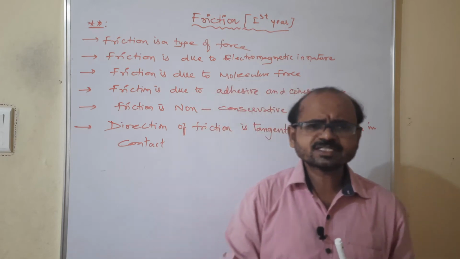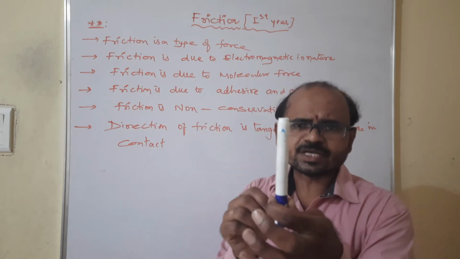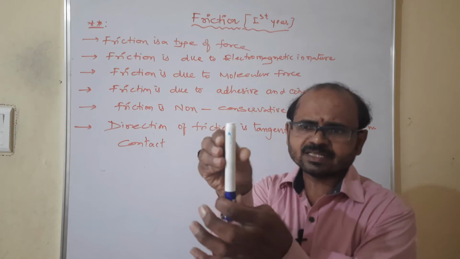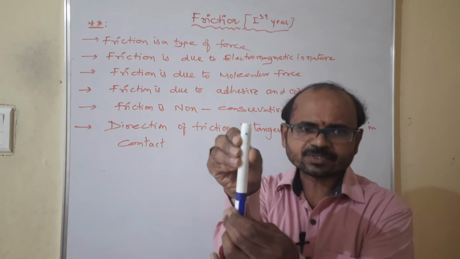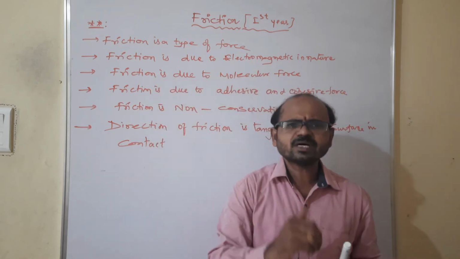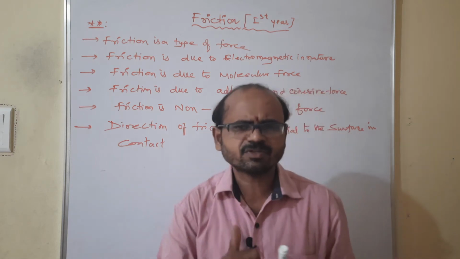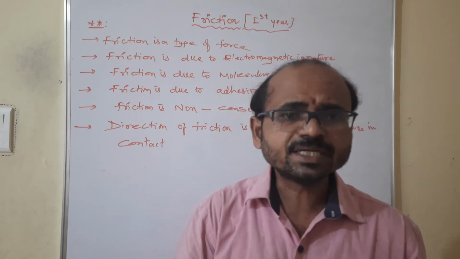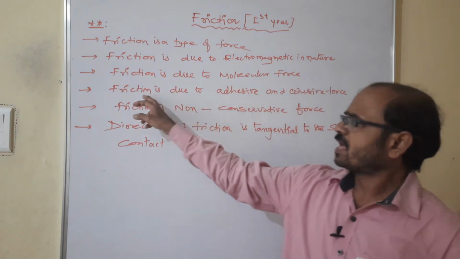Frictional force is an adhesive and cohesive force, because if you take two different bodies, like a pen and a hand, these molecules are different. When they are in contact, there is a force between the two different molecules, so we can say the frictional force is adhesive. Cohesive is between the same molecules. If you take a water molecule, there is a force of attraction between the water molecules. That's why frictional force involves cohesive and adhesive forces. That is the fourth point.